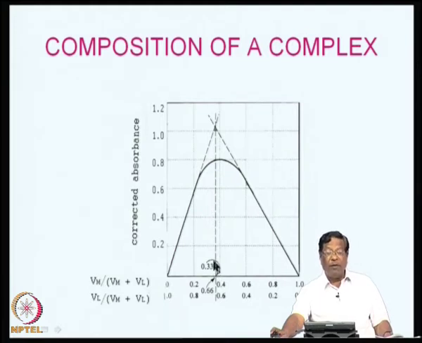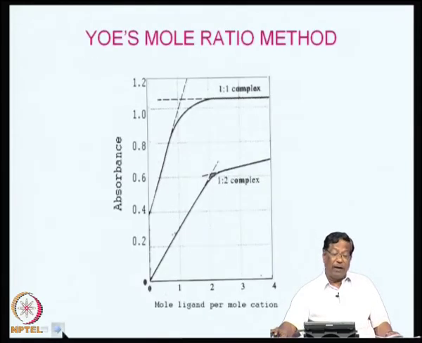So, that means the complex has a 1:2 ratio, 0.33, one is 0.33, another is 0.66, approximately. Suppose you get a lambda max somewhere here at 0.5, then the complex has to be 1:1. Like that you will be able to determine the composition of the complex just by following this method, and this is a very standard technique to determine the composition of a colored complex.